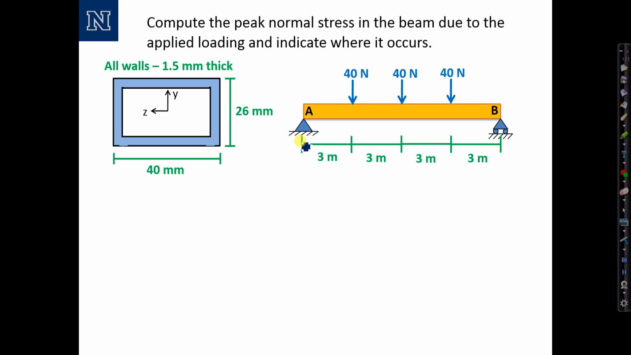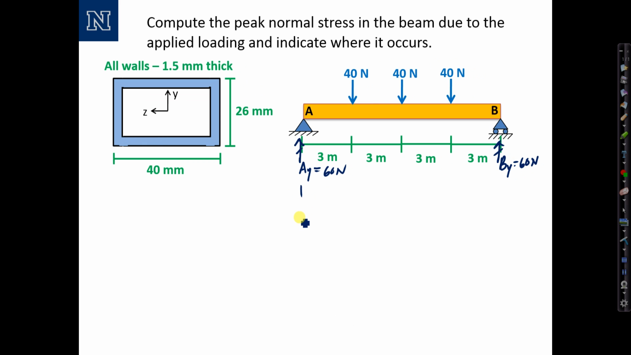So first I note that I have a reaction. The beam develops a reaction, A sub y at support A and B sub y at support B. Because of the symmetry of the loading, the reactions are going to be equal and will both carry half of the total load of the beam. The total loading on the beam is 120 newtons, so each reaction is equal to 60 newtons.